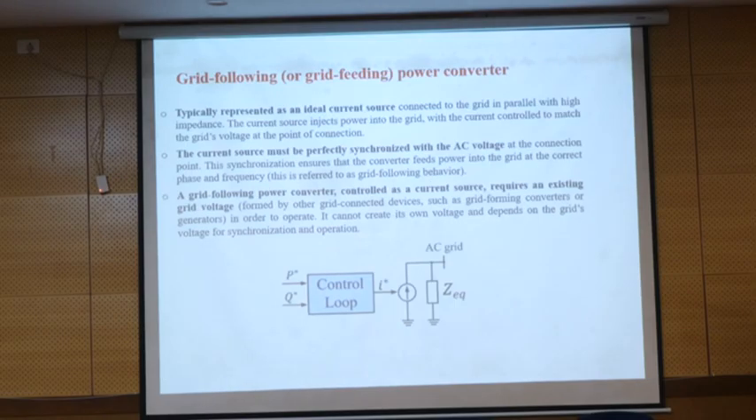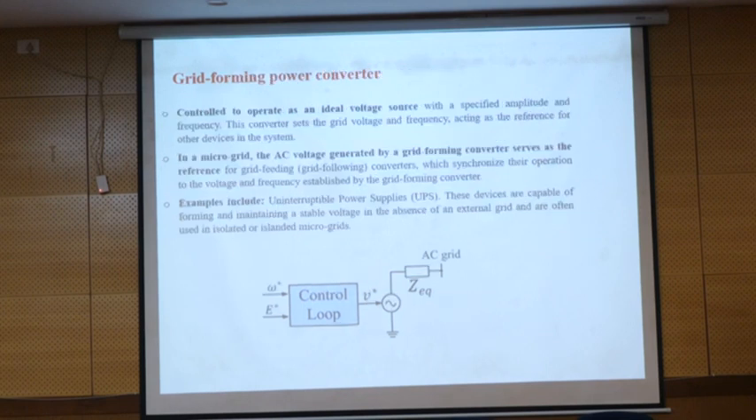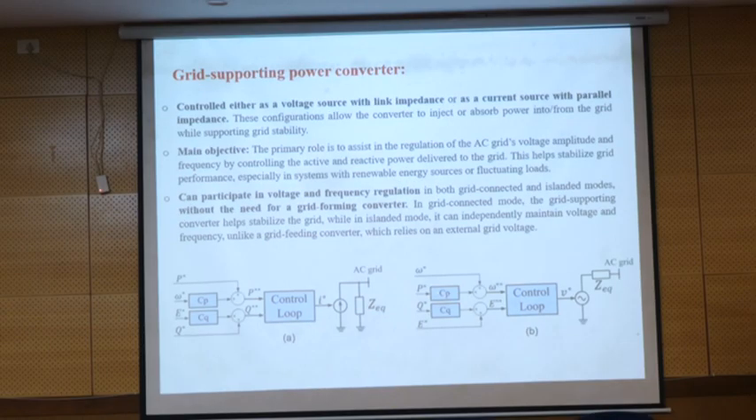So this is just the model that we can consider. This type of grid following converter works like a current source, and the grid forming works like a voltage source. Grid supporting can work as a voltage source or a current source, so both operating conditions.